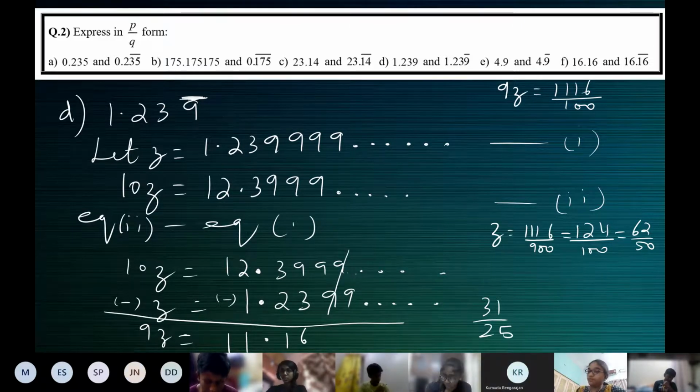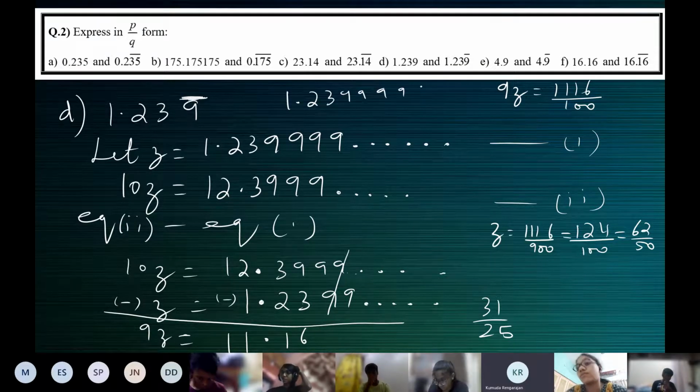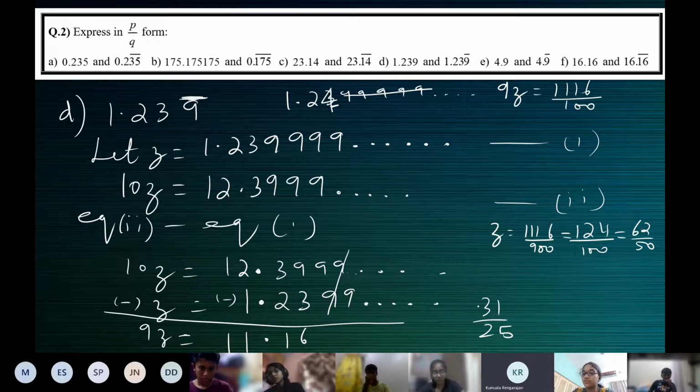But on the calculator, when you do it, you will not get 1.23999. We'll understand this as we move ahead. When you round off 1.239 going on forever, do you remember? Just take away these nines and increase this by one, so it becomes 1.24. So when you divide 31 by 25 on the calculator, you will get 1.24.